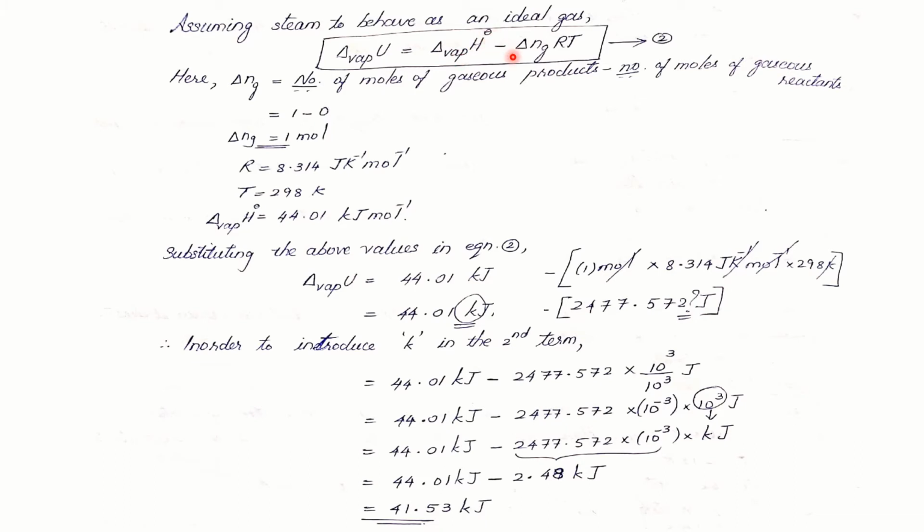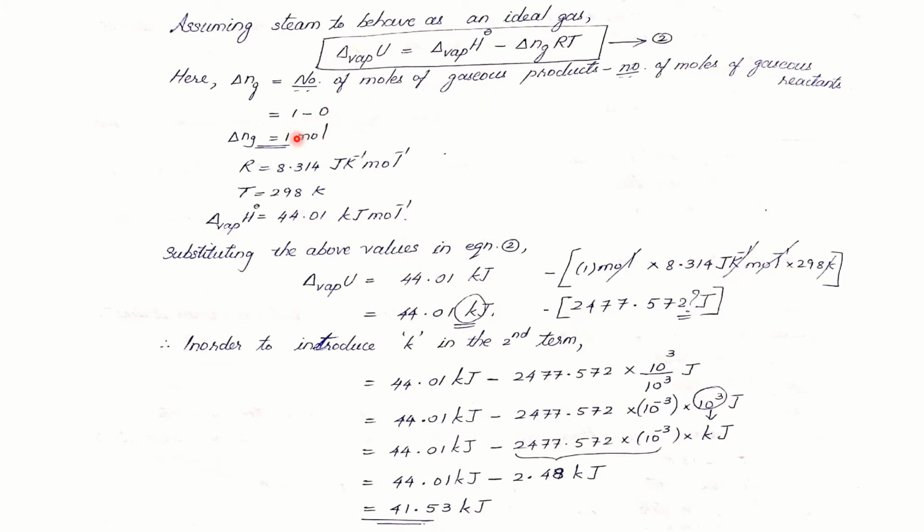Clear? Now, delta n g is equal to the difference between the number of moles of gaseous products and gaseous reactants involved in the reaction. Now, what is the number of moles of gaseous products? We have 1 mole of water in the gaseous state on the product side. Remember, so we write 1 here. Now, what about the number of moles of gaseous reactants? We have 1 mole of water in the liquid state on the reactant side. It is not in the gaseous state. So, we will write this term to be equal to 0.